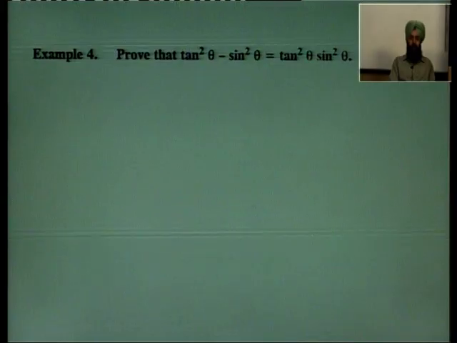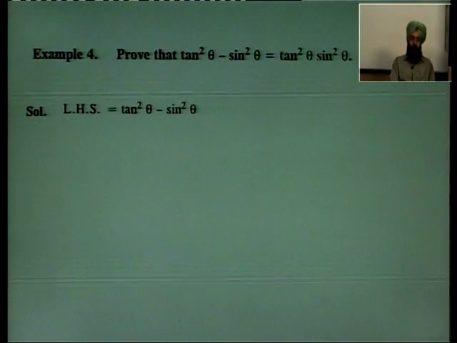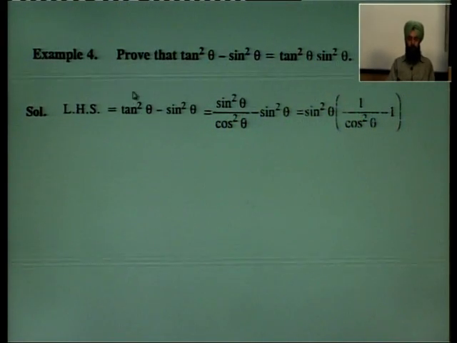Then our next example is, we have to prove that tan square theta minus sine square theta is equal to tan square theta sine square theta. So, we can take left hand side, we can write tan theta as sine theta by cos theta. The tan square theta is sine square theta by cos square theta.